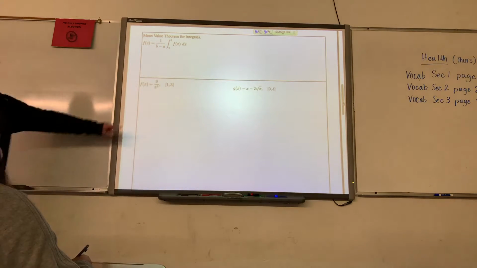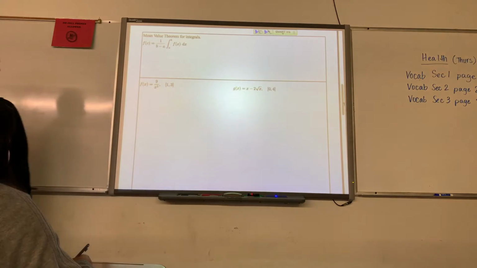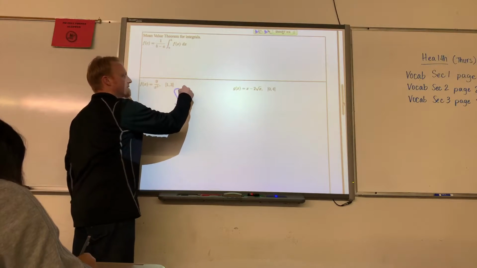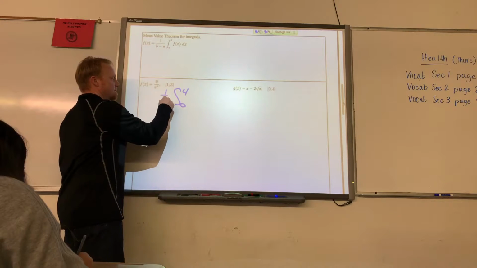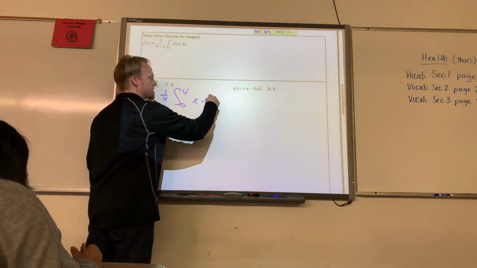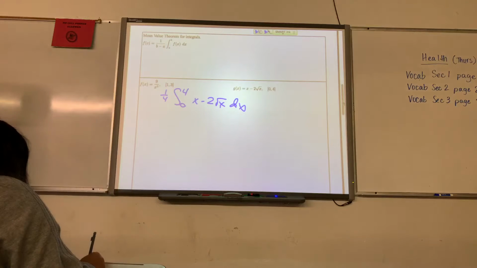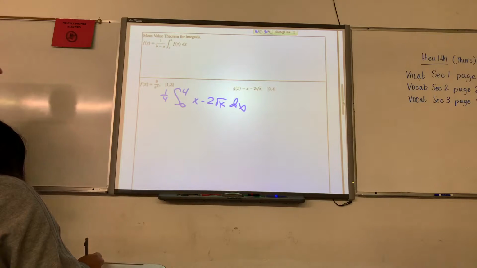All right. Next one. G of x equals x minus 2 times the square root of x from 0 to 4. So I'm integrating from 0 to 4. What's going to be out front? 1/4, x minus 2 square root of x on the inside. Integrate.